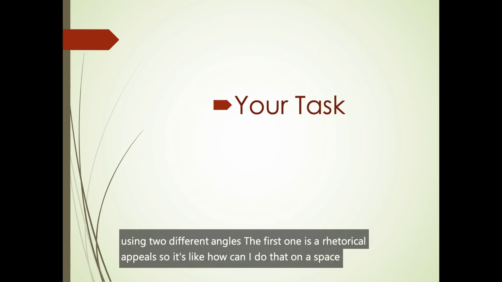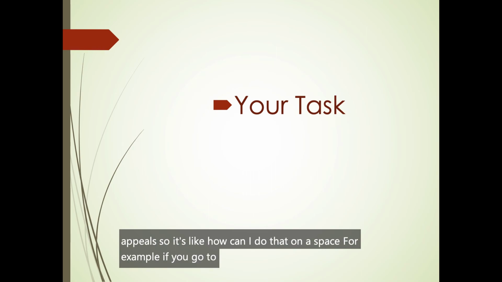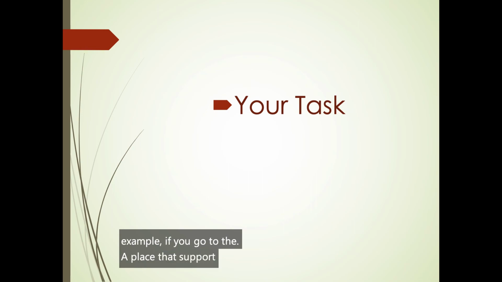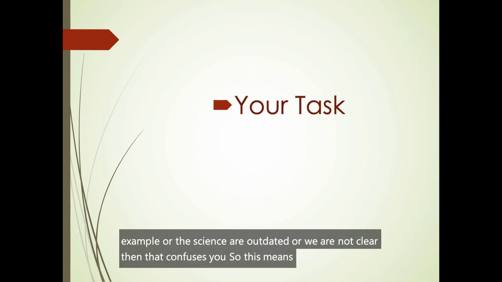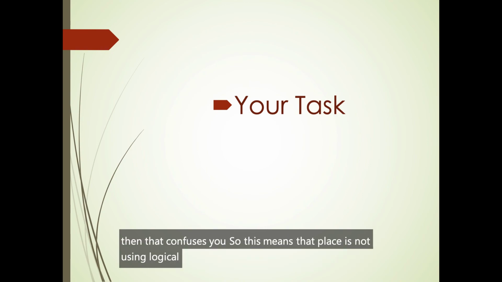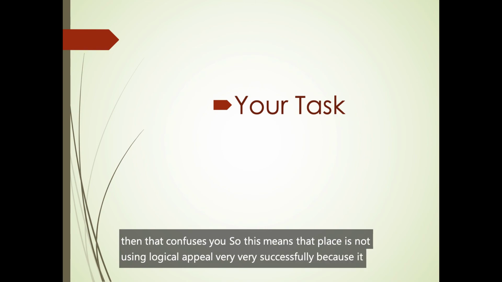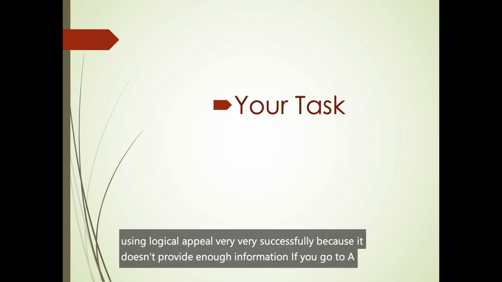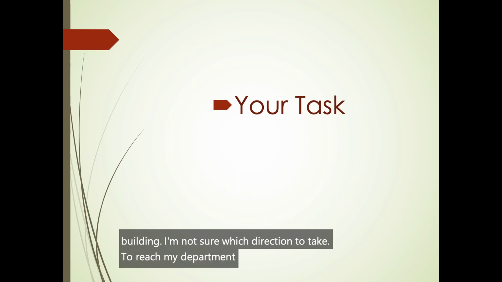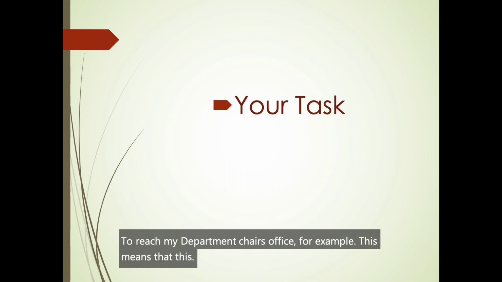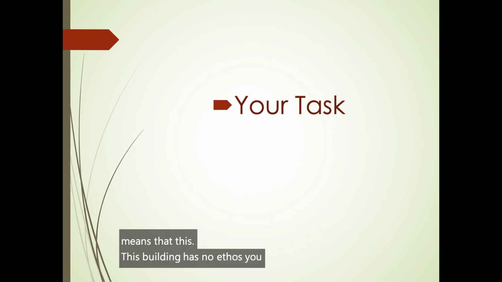For example, if you go to a place that doesn't have the right signs, or the signs are outdated, or they are not clear, then that confuses you. This means that that place is not using logical appeal very successfully because it doesn't provide enough information. If you go to a building and you don't know which departments or offices are in that building, or which direction to take to reach my department chair's office, for example, this means that this building has no ethos. You cannot identify its character or its identity.